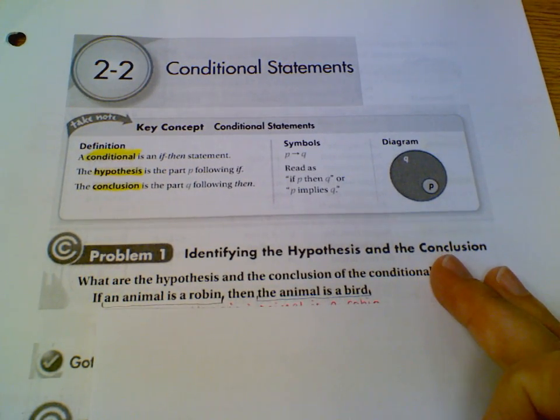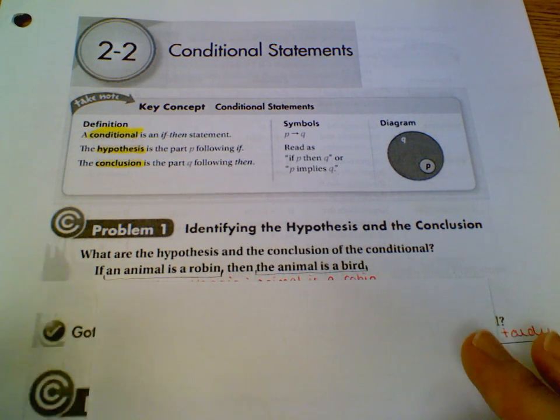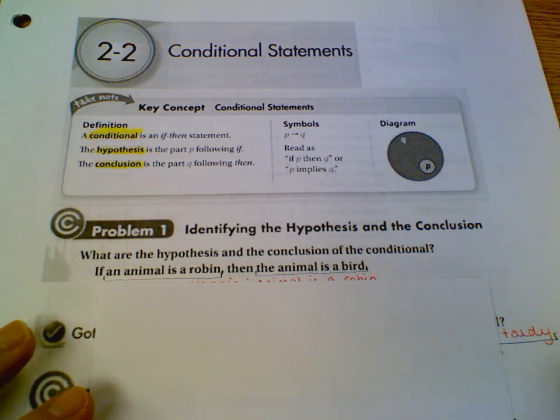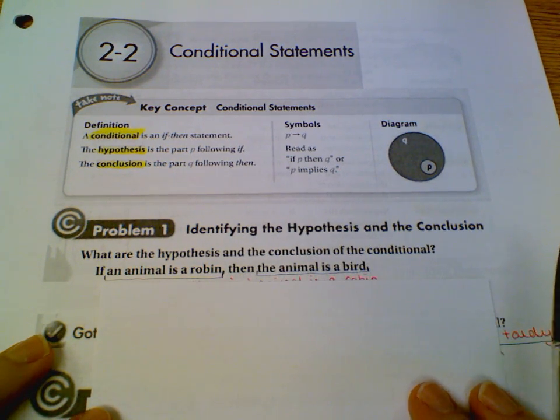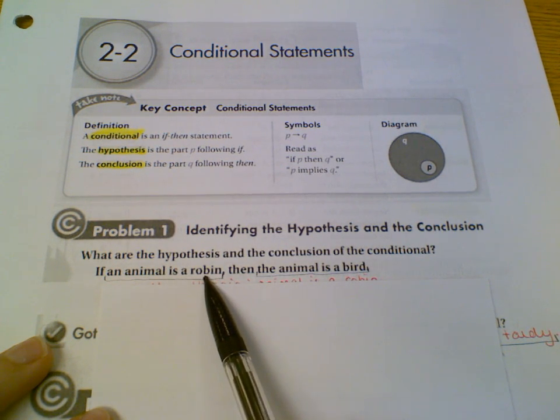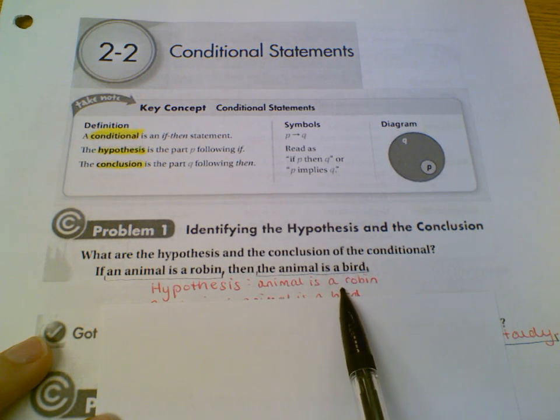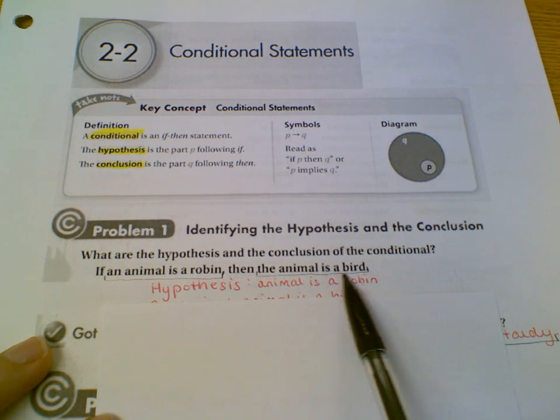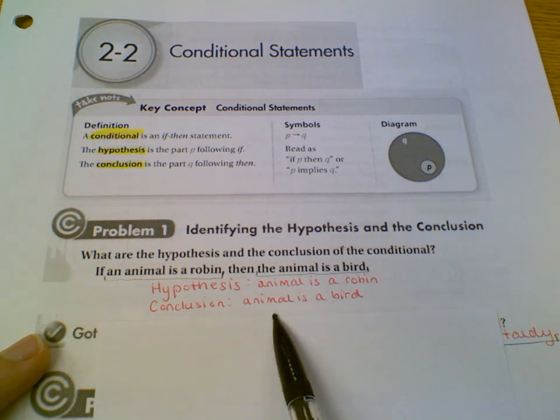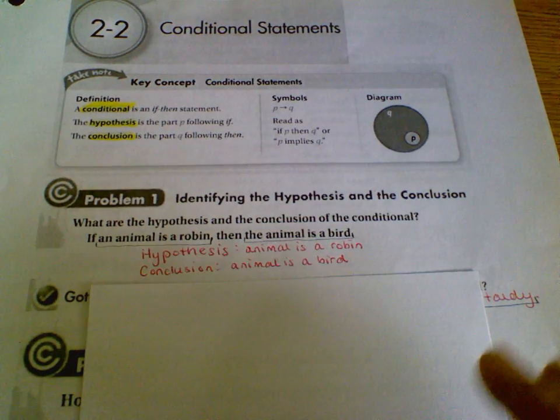It says, what is the hypothesis and the conclusion of the conditional? If an animal is a robin, then the animal is a bird. The hypothesis is the part that comes after the word if. So that means my hypothesis would be an animal is a robin. The conclusion is the part that comes after the word then. So my conclusion is the animal is a bird. Pause the video and try the got it question.